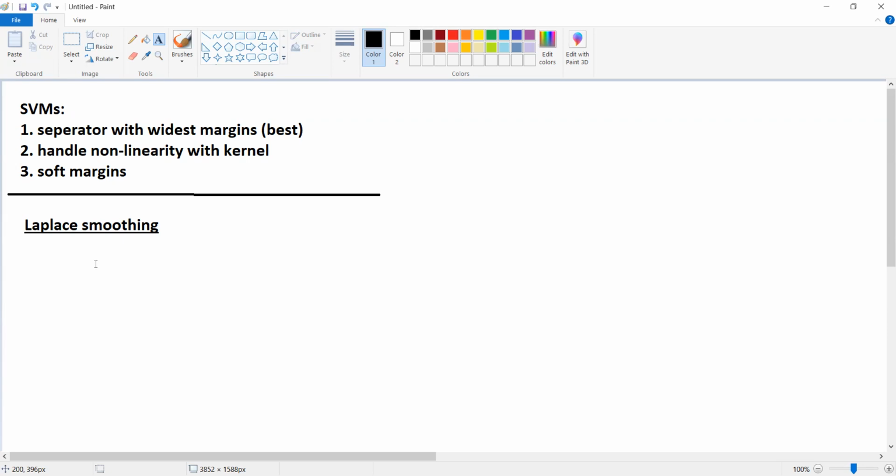So we're going to take 10 minutes. We're going to explain Laplace smoothing, a little bit of the intuition behind it. I think it's good to know. Okay. It's not directly related to the course, but it's good to know.